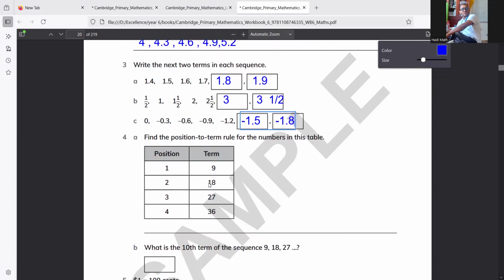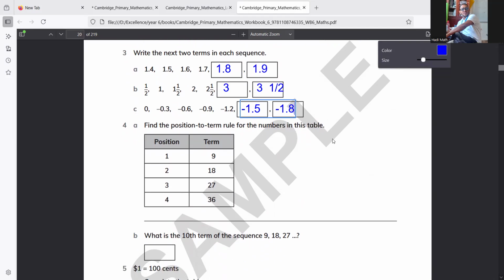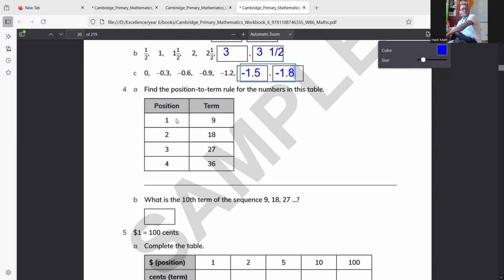Look at this question. They ask you to find the position-to-term rule for the numbers in this table. When I ask you for position-to-term, you need to see the relation between position and term. This is position and this is term. 1 to 9, we multiplied by 9. 2 to 18, we multiplied by 9. 3, we multiplied by 9. 4, we multiplied by 9. So every time we multiply by 9. So the position-to-term rule is multiply by 9.